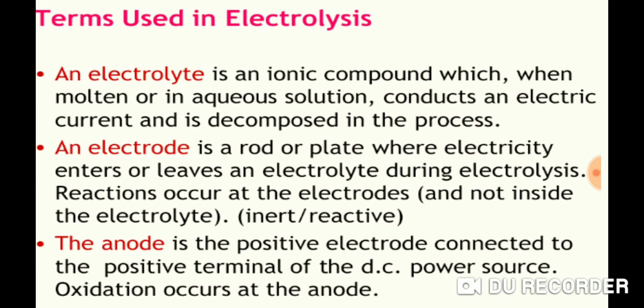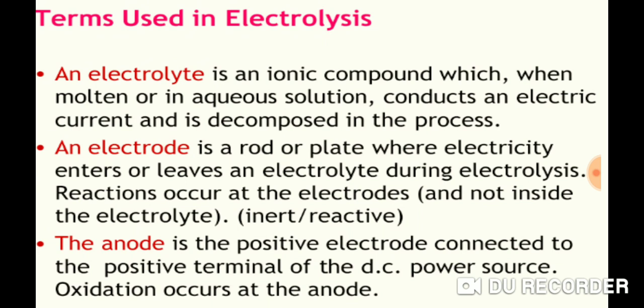Now, let us discuss a few terms used in electrolysis. An electrolyte is an ionic compound which in aqueous or molten state conducts electricity and dissociates into ions. An electrode is a rod or a plate where electricity enters or leaves an electrolyte during electrolysis. Reactions occurring at the electrodes occur only on the surface and not inside the electrolyte.